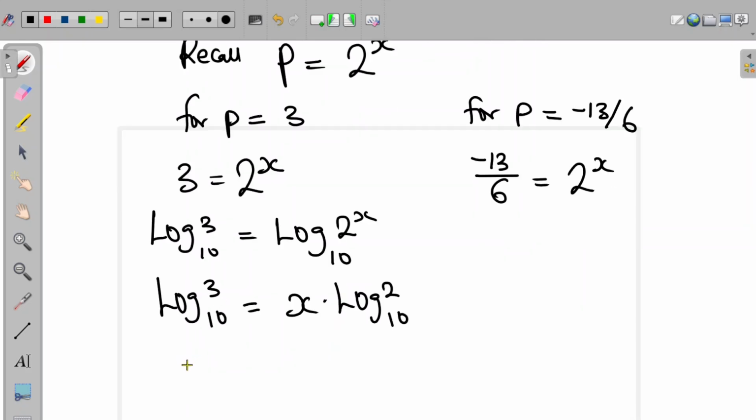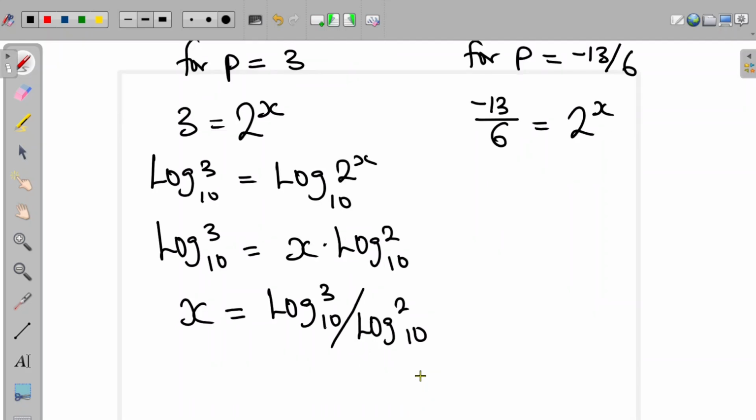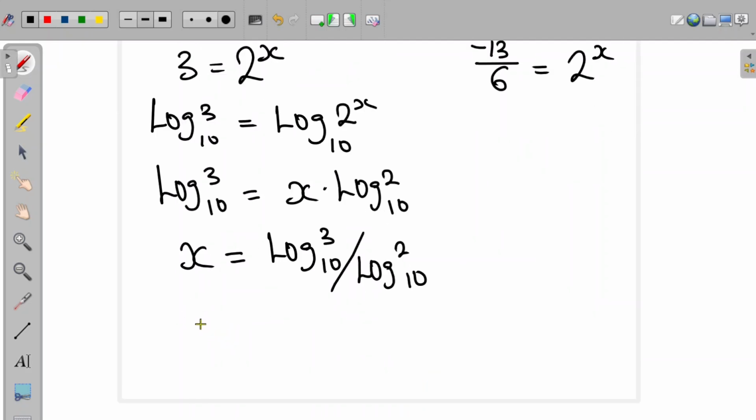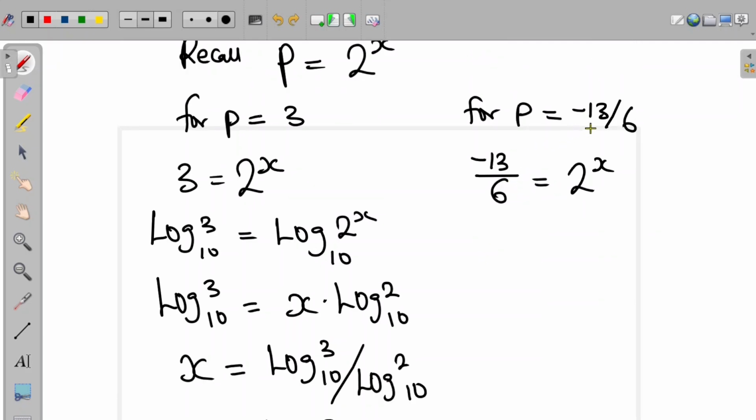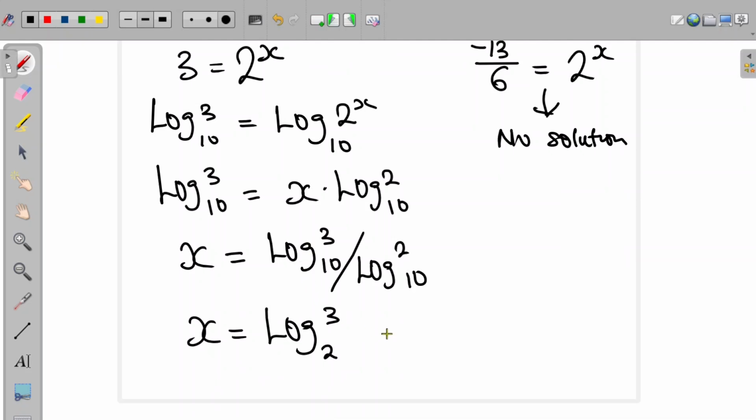So at this point, we can make x the subject. The equation becomes x equal to log 3 in base 10 divided by log 2 in base 10. So therefore, from the idea of change of base, x can be expressed as log 3 in base 2. Now, for p equal to minus 13 divided by 6, there is no solution for x. So therefore, we have it that x is equal to log 3 in base 2.